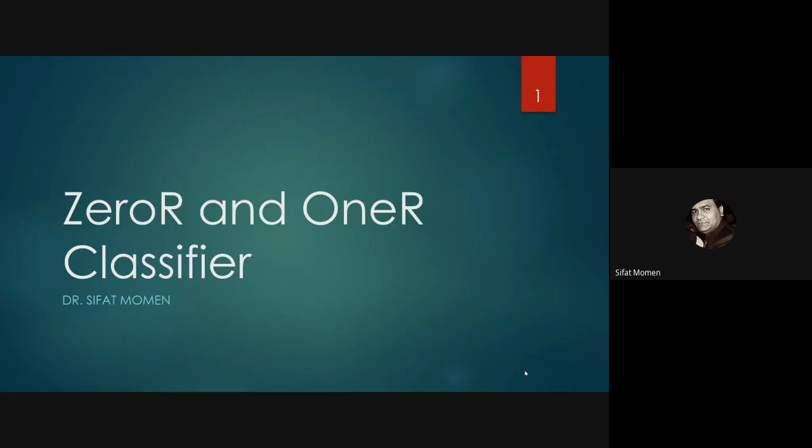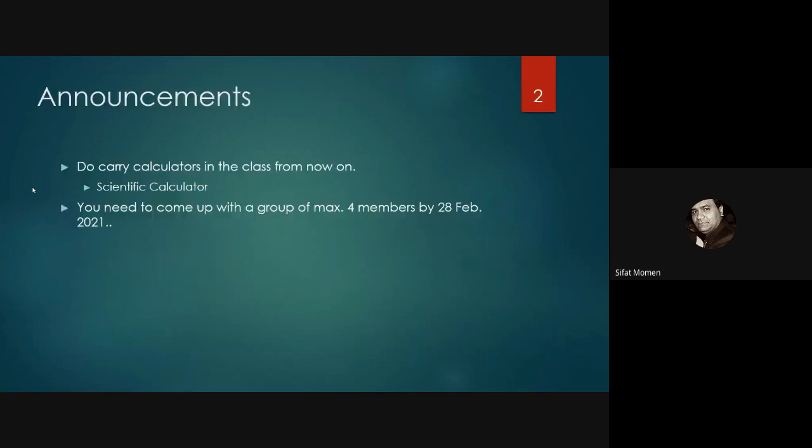Today I'm going to show you some very basic classifiers, so basic that sometimes these classifiers are not good enough to use in a real data set. But just to begin with the idea of classification, I think it's a good point to start with these classifiers. So let's get started.